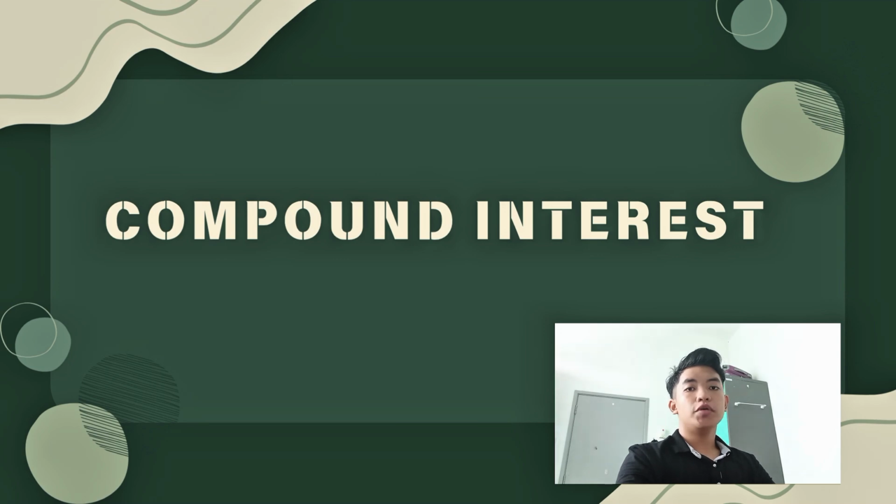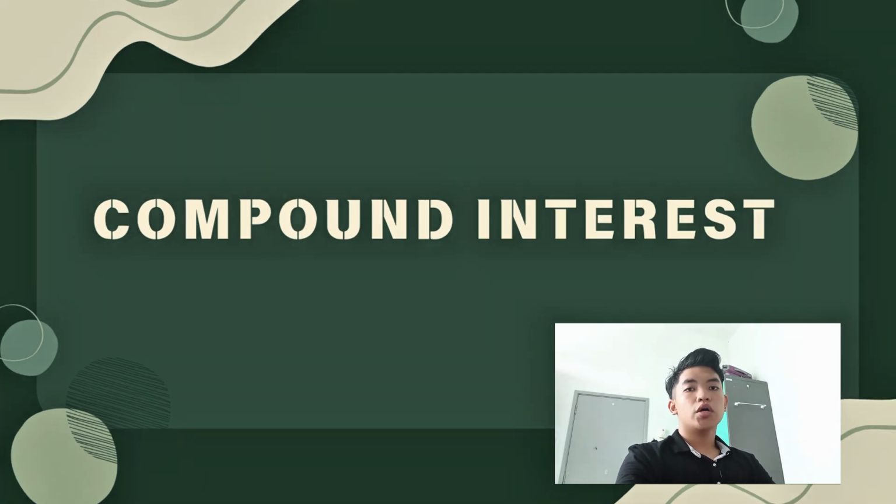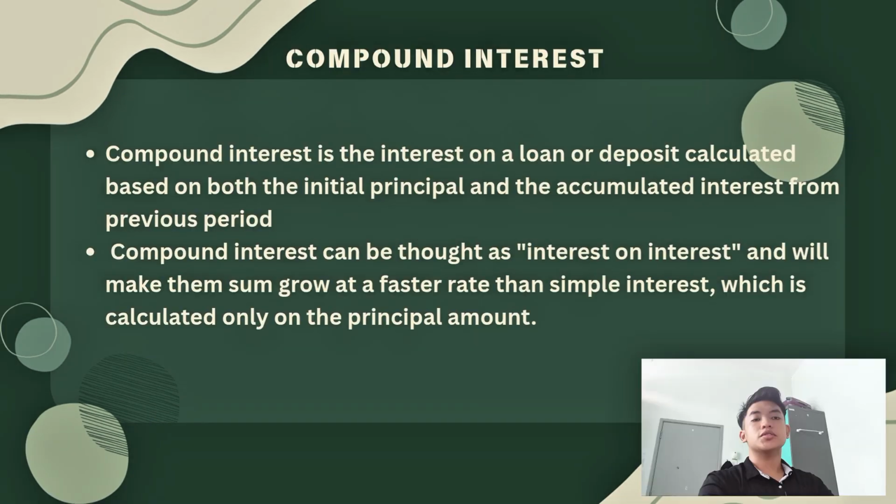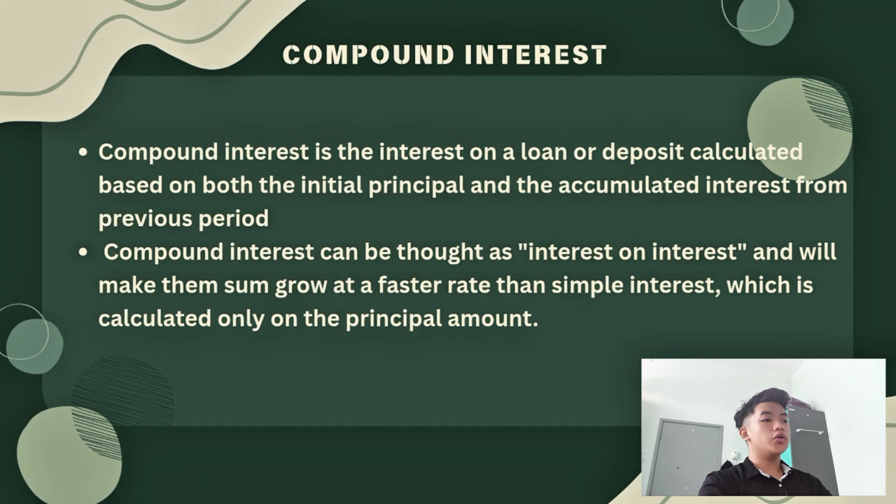Hi guys, we meet again. So, I will explain to you what is compound interest. Compound interest is the interest on a loan or deposit calculated based on both the initial principal and the accumulated interest from previous periods. Compound interest can be thought of as interest on interest and will make a sum grow at a faster rate than simple interest, which is calculated only on the principal amount.